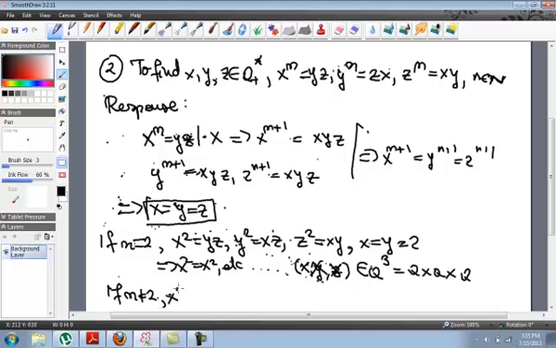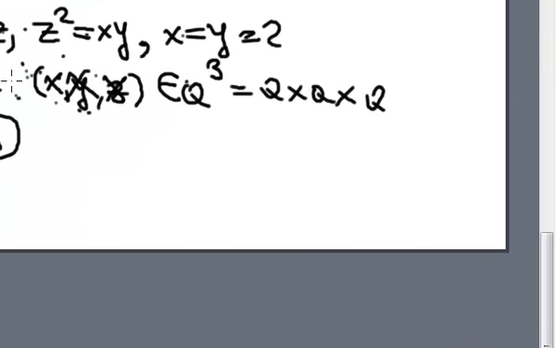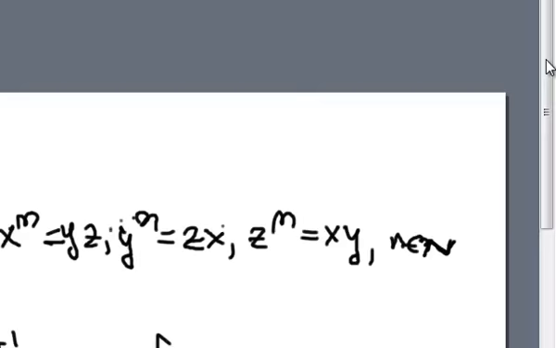Now, if n is different from 2, we have that x^(n+1) equals x squared times x^n, right? Which is true only for x equals 1. Why? Because x is strictly positive. It belongs to the set Q plus star, right?